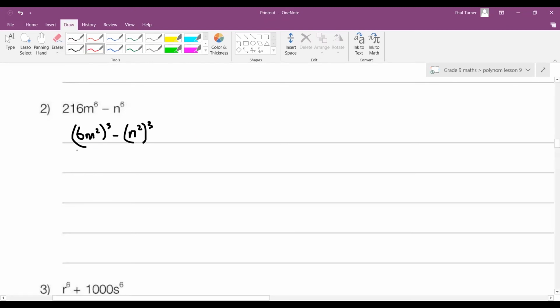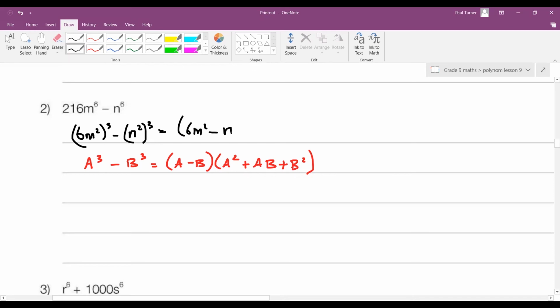So we can write our rule down. A cubed minus b cubed equals a minus b, a squared plus ab plus b squared, like that. And then just basically put your numbers in, right? So a is 6m squared minus b, which is n squared.